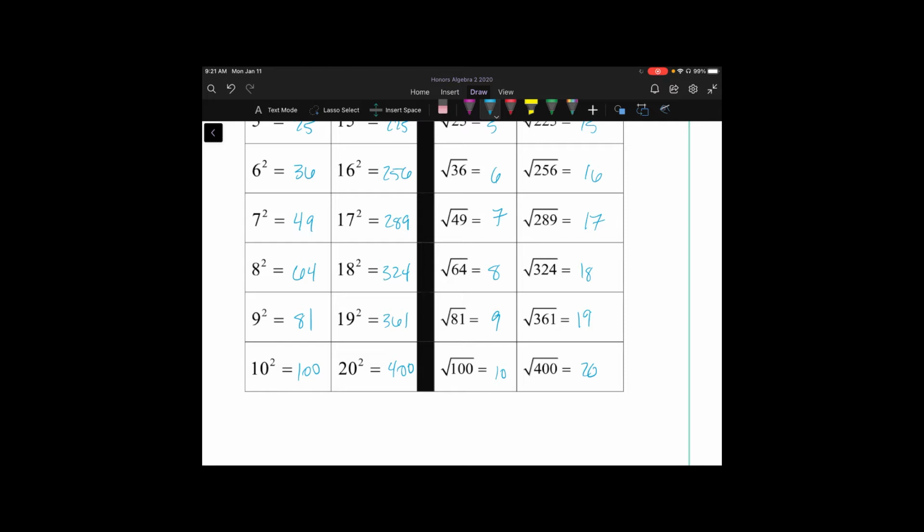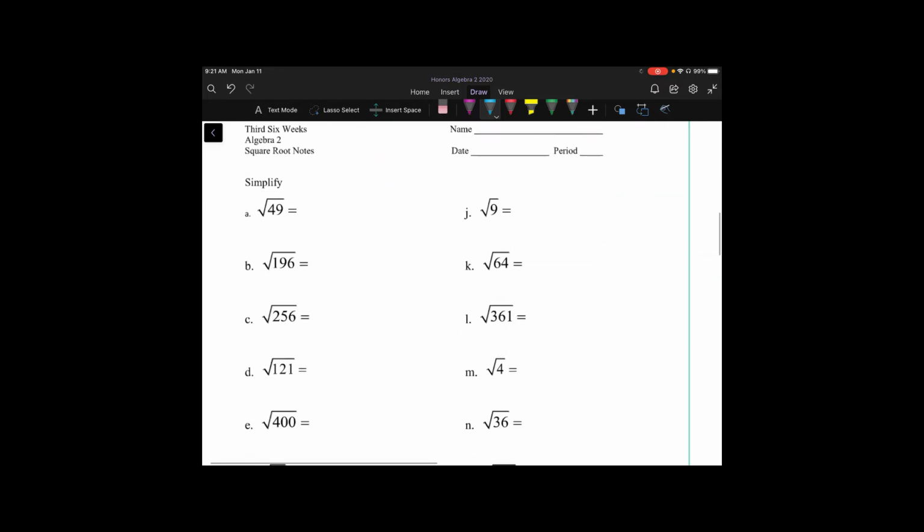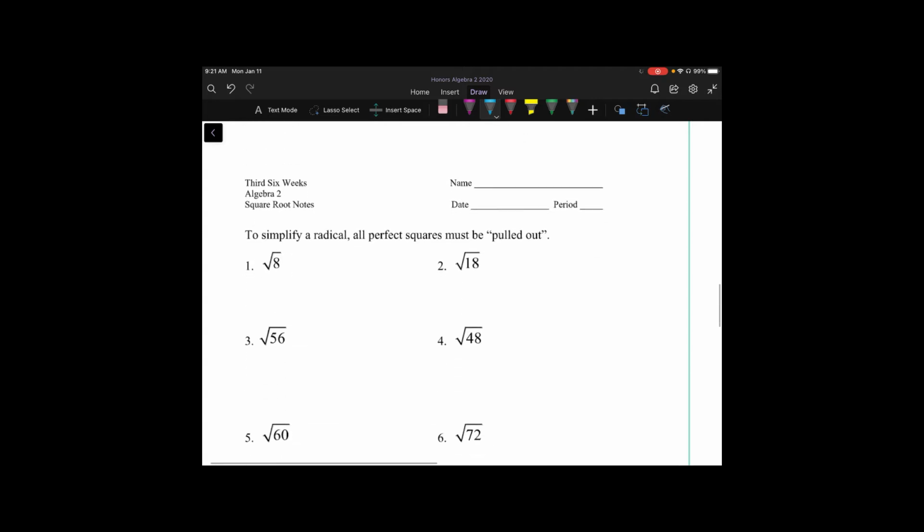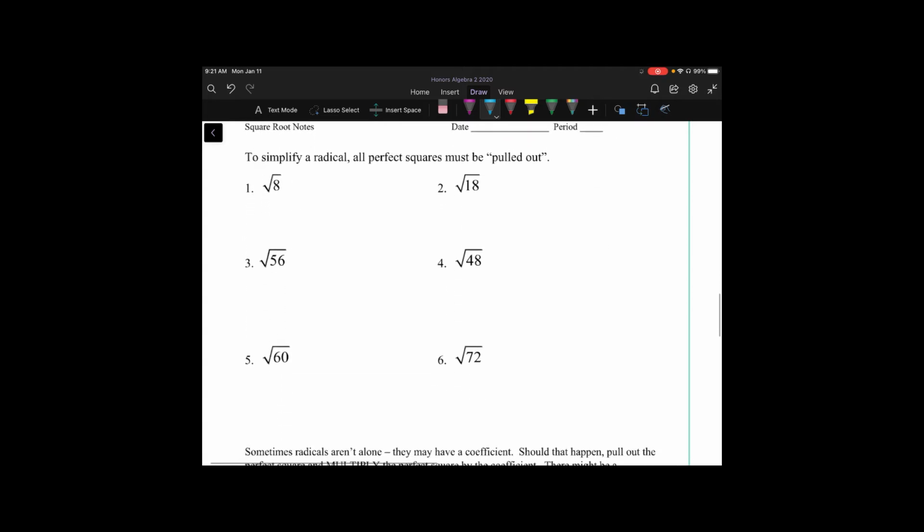So what I'm going to do is skip this practice because it is exactly what we just did on that table. And I'm going to move on to pulling out factors from inside of radicals. Okay, so this gets to be a little more interesting. So what I'm going to do is break this 8 up into a perfect square and some other number. I'm going to look at the factorization.